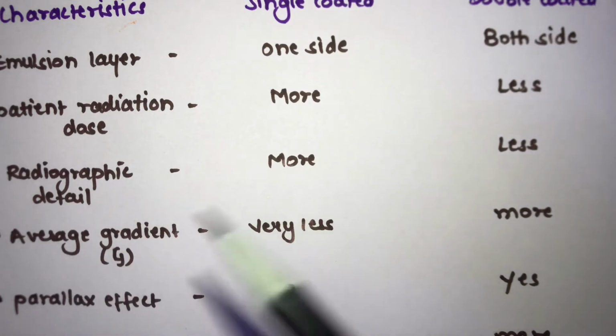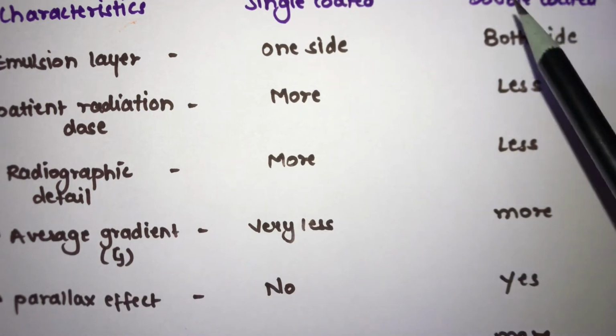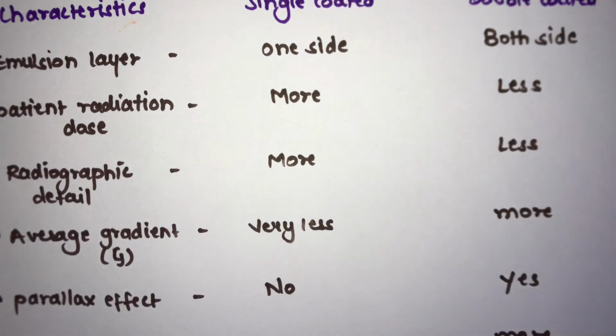Average gradient in single coated is very less, and in double coated it is more. Now what is this average gradient? The image gradient is the directional change in the intensity or the color of an image. This gradient is very important in image processing. So the gradient is nothing but the change in intensity or color in an image. In single coated the average gradient is very less, that is the change in intensity is very less in the single coated one and it is more in the double coated one.